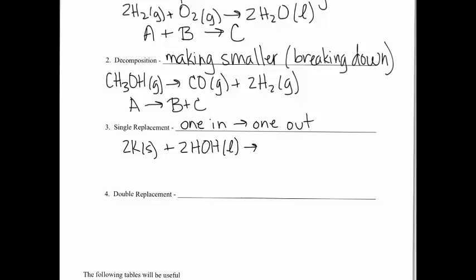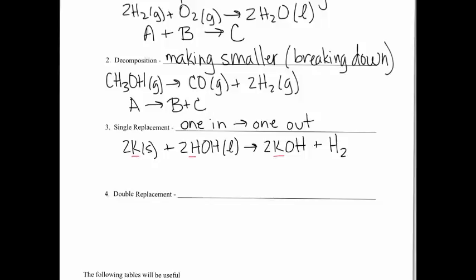And what's going to happen is this potassium is going to switch places with this H. That's what's going to happen on the other side. So now K is with OH. So you can see where that K went. And then the H's that are left over are going to be by themselves.